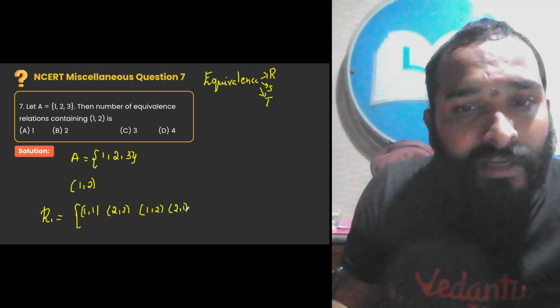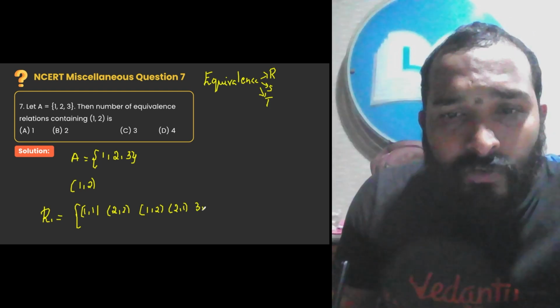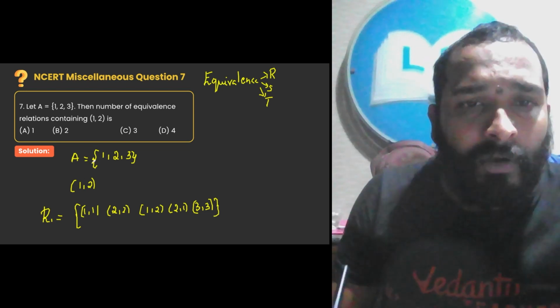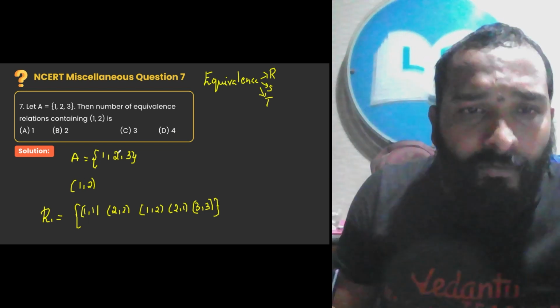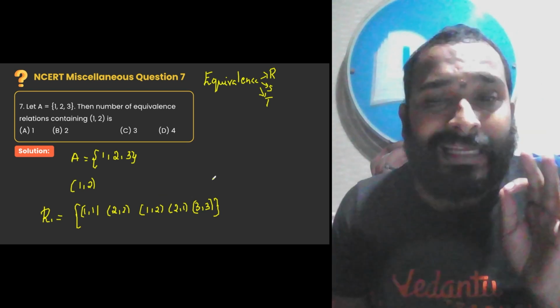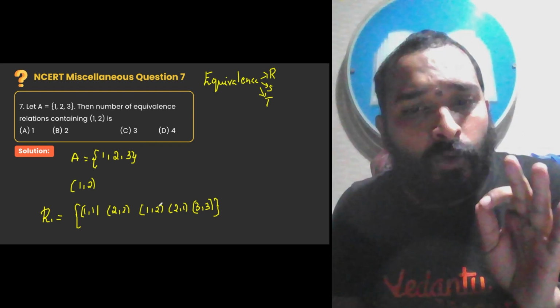Yes, children. Then what are the other elements we can include here? We can only include 3, 3. Yes, possible. Because if 1, 2 and 3 are present, 1, 1, 2, 2, 3, 3 should be present, right, children? So the least equivalence relation that is possible is 1, 1, 2, 2, 1, 2, 2, 1, 3, 3.